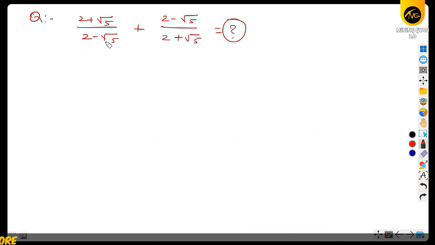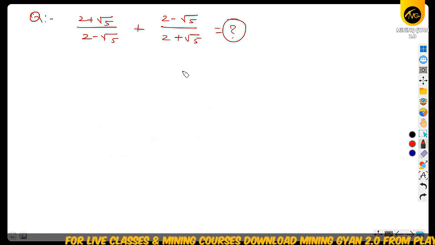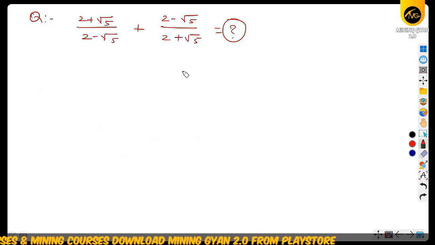So (2 plus root 5) divided by (2 minus root 5) plus (2 minus root 5) divided by (2 plus root 5). What is the value of this expression? Basically, this is directly asked. We can find out by doing the direct cross multiplication. Or we can solve by the LCM method, but it will be difficult to find the LCM of any root value. That means we just do cross multiplication, and then you can find the answer.